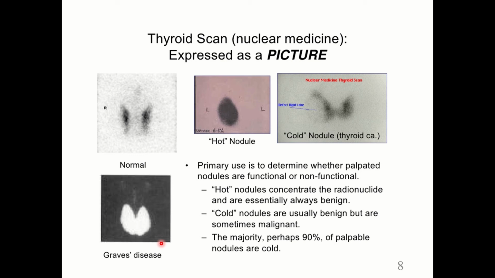We also have nodules pictured. On the left is a hot nodule and the right is a cold nodule. Hot nodules concentrate iodine and are essentially always benign. Cold nodules are usually benign but are sometimes malignant. The majority, perhaps 90% of palpable nodules are cold nodules.